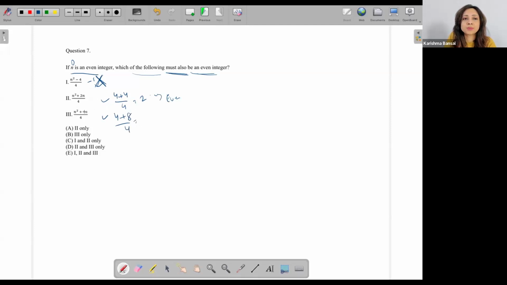I put 4 plus 8 upon 4. What am I putting here? 2, right? 8 and 4, so 12 upon 4. Did I make a mess? No, it's fine. It is 12 by 4. 4 plus 8, 12. Okay, so I got a 3. Fine, perfect. Now I know that 1 and 3 are not possible.